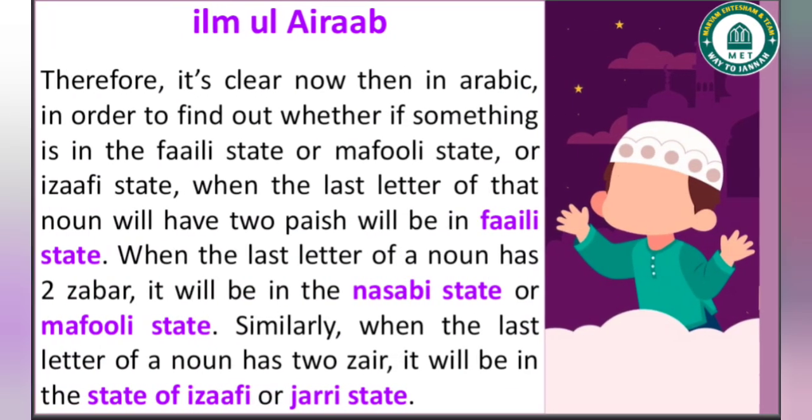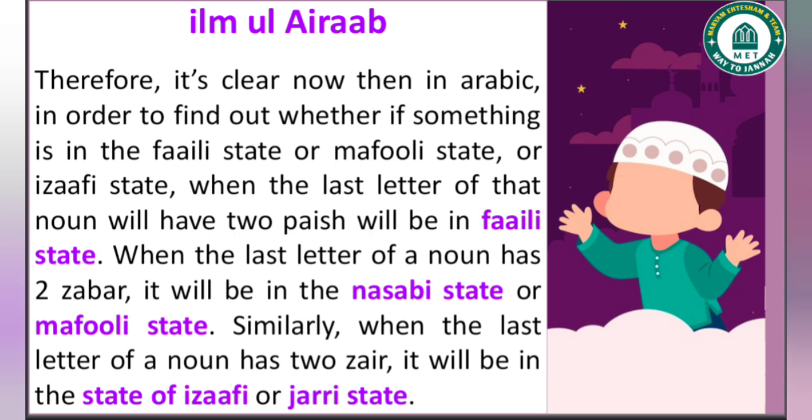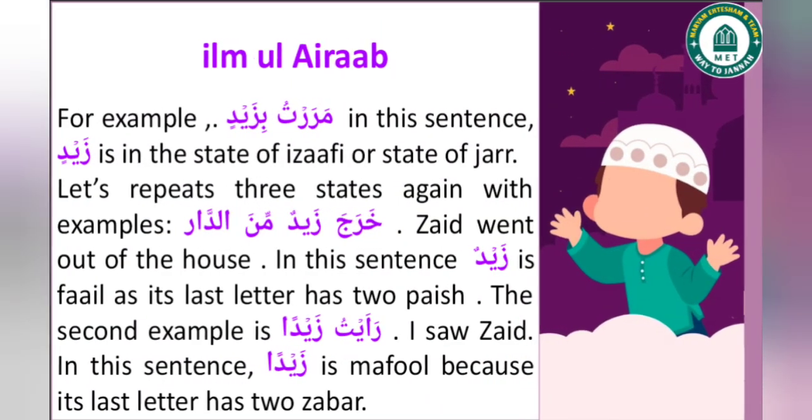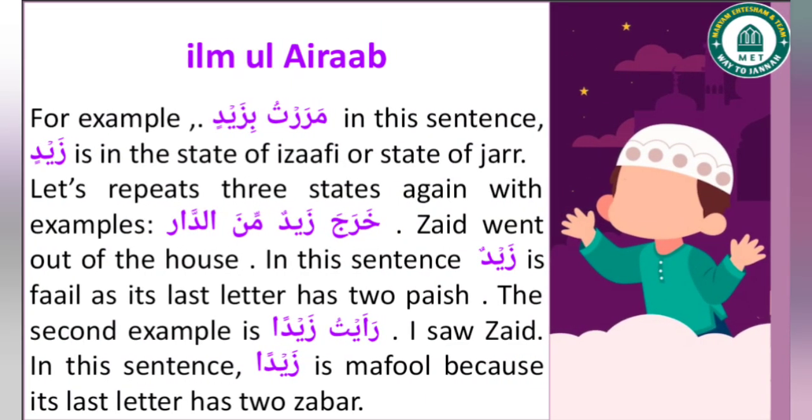Therefore, it's clear that in Arabic, in order to find out whether something is in the fa'ali state or mafuli state or izafi state, when the last letter of that noun has two pesh, it will be in fa'ali state. When the last letter of a noun has two zabar, it will be in the nasabi state or mafuli state. Similarly, when the last letter of a noun has two zir, it will be in the state of izafi or jarri state. For example, marartu bi Zaydin, in this sentence, Zaydin is in the state of izafi or state of jar. Let's repeat three states again with examples.